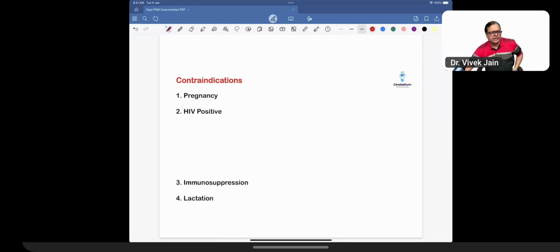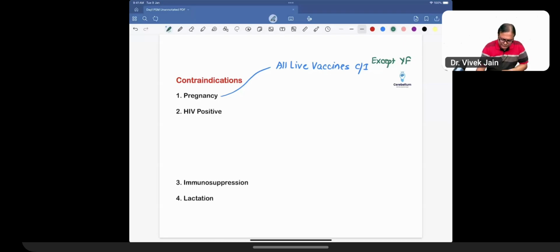Contraindications. Can you tell me, friends, which vaccine should be avoided in pregnancy? All live vaccines. Reason? Yes, pregnancy is an immunocompromised state. Live attenuated vaccine, virus or bacterium, will act like a complete virus or bacterium. Only exception to this rule in high transmission areas of the world is yellow fever. So yellow fever may be given.